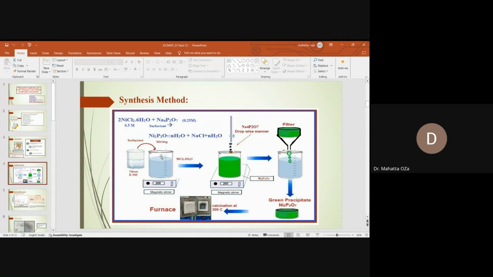for 20 minutes, and after that we added sodium pyrophosphate dropwise to this solution, and then filtered it. We got a green precipitate of nickel pyrophosphate, and this precipitate was calcined at 300 degrees Celsius in a furnace. After that we got the final product, that is, nickel pyrophosphate nanoparticles.